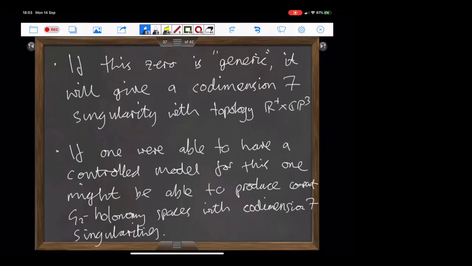And if, on the other hand, we were able to have a controlled model for this in this particular set of examples, one might be able to produce compact G2 holonomy spaces with codimension 7 singularities. And I think Dominic and Spiro had this in the back of their mind in their paper. This might be a setting in which one could get around some of the technical problems.